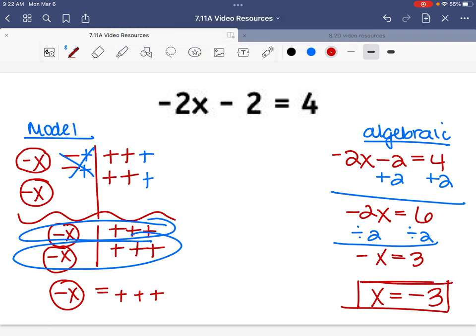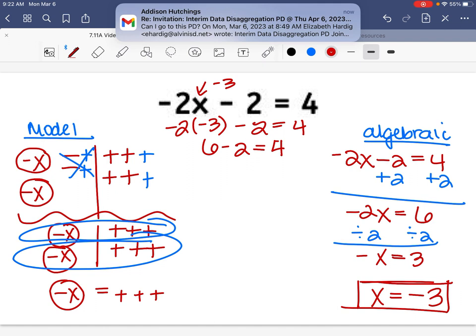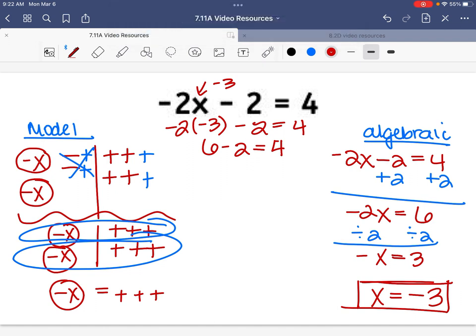So again, I want to plug this in and I want to check my solution. So I'm going to plug in a -3 where x is. So -2 times -3 and then -2. Does that equal 4? Well, I know -2 times -3 makes a +6. -2 will equal a +4. 6 minus 2 is 4, so we have solved it and we have checked it.